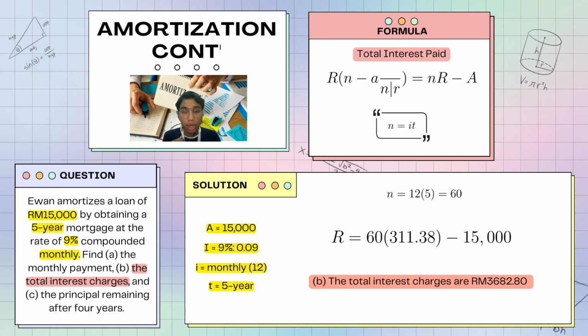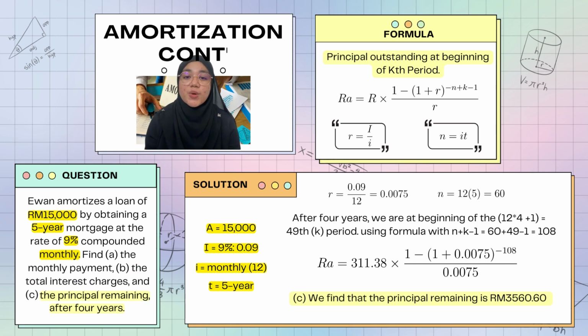We can write it as 60 times 311.38 minus 50,000. The 311.38 is what we got from the previous condition, which is R. So we brought it to this part, and we multiply it with n, and the answer we get is the total interest charge of RM3,682.80. Okay, I will continue with question C.